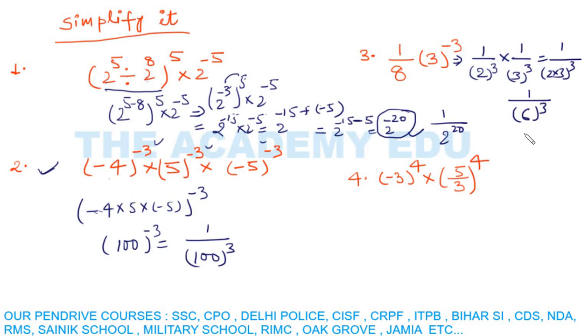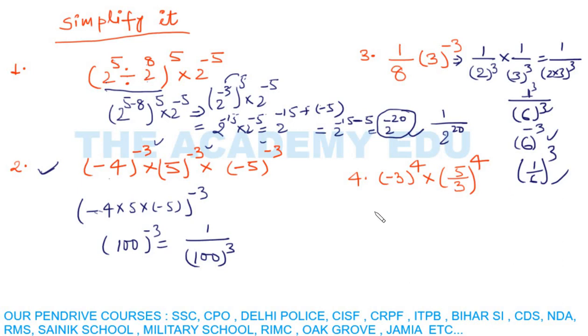Right. So now I can write it as 6 raised to the power minus 3, or you can write it as 1 upon 6 raised to the power 3. It can be written as 1 by 6 power 3 or 6 raised to the power minus 3. Either can be the answer. Okay, both are the answer.